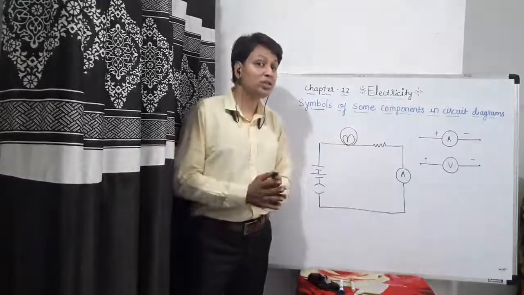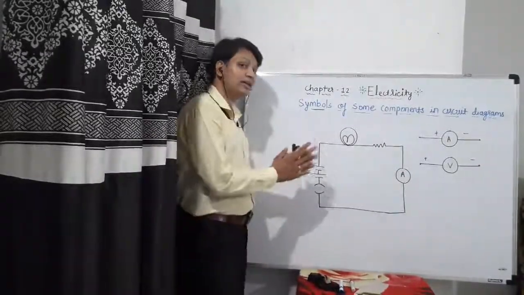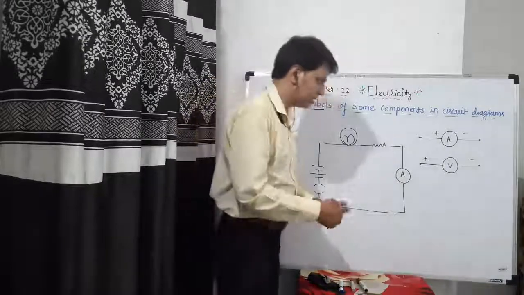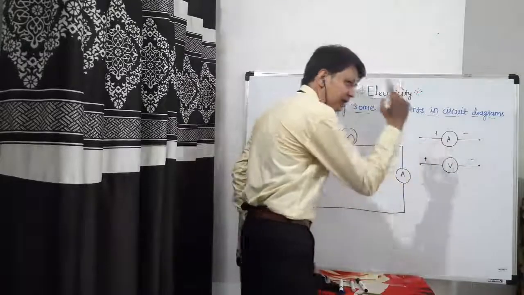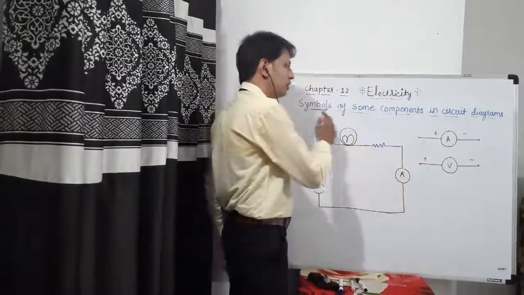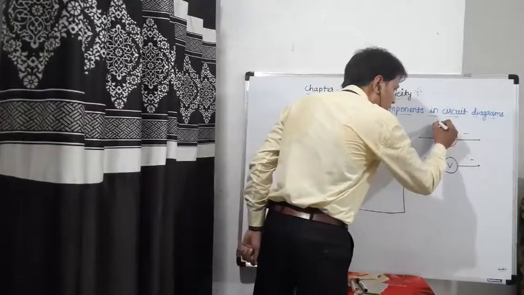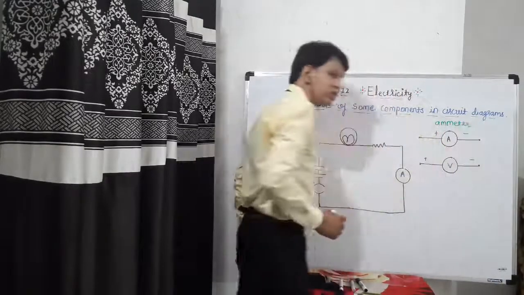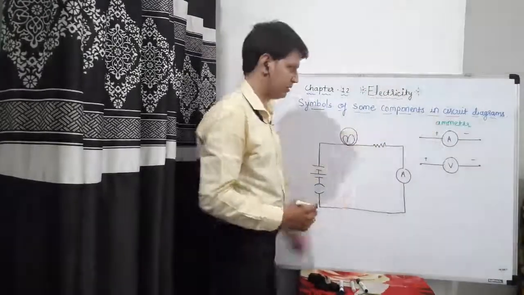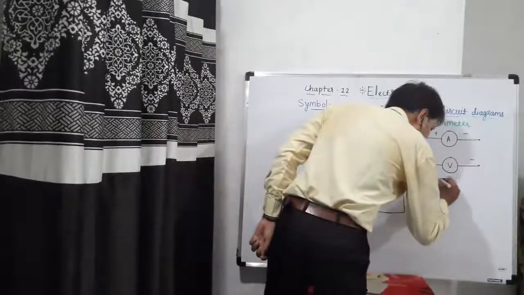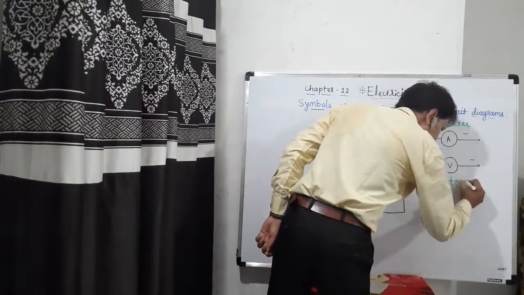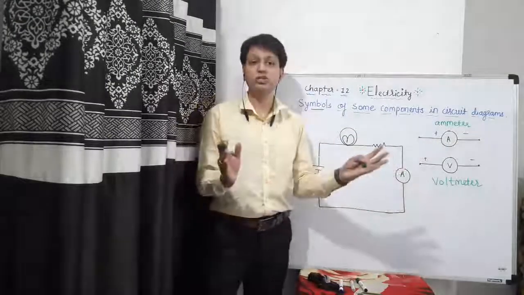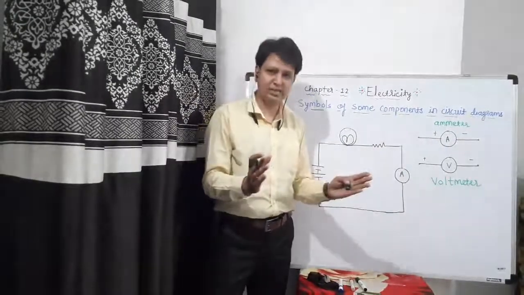So I have drawn one circuit for you in which there are several components, but before that I would like to tell you that this is the symbol of a component to represent an ammeter, which is measuring electric current. I would like to also represent a voltmeter, which is measuring the potential difference between the two ends of any conductor or resistor.